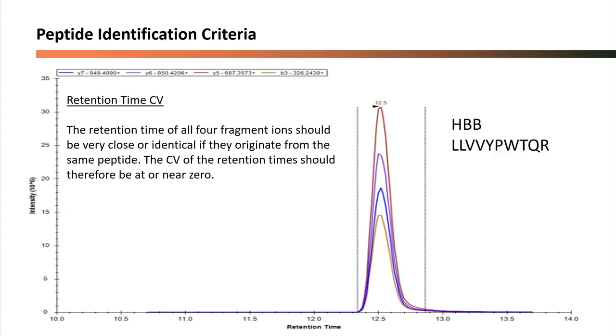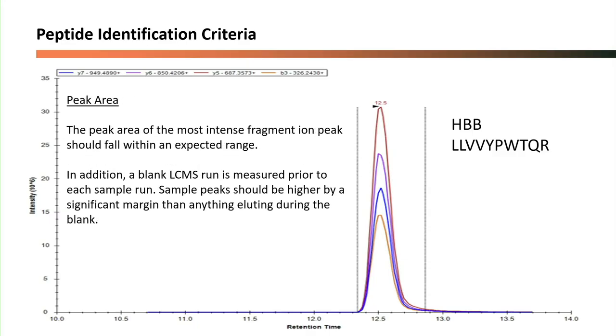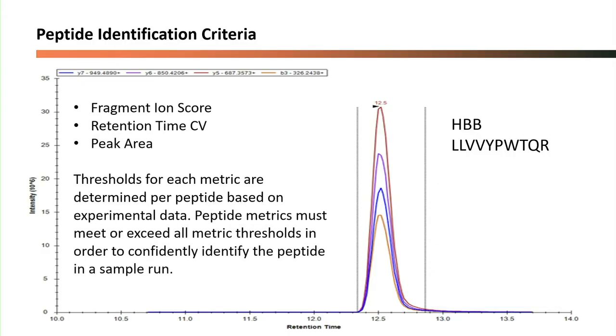The other bit of information we use is retention time. All the fragment ions should be eluting at the same retention time if they come from the same peptide. And then we also look at total peak area in order to determine if the peptide is present in the sample. And all of those metrics that we use for identification are generated per peptide based on experimental data.